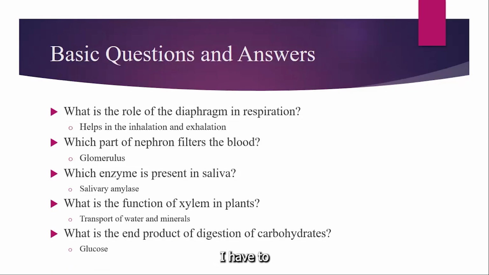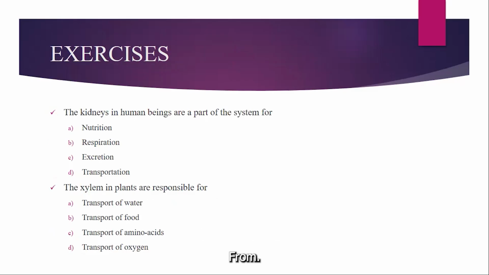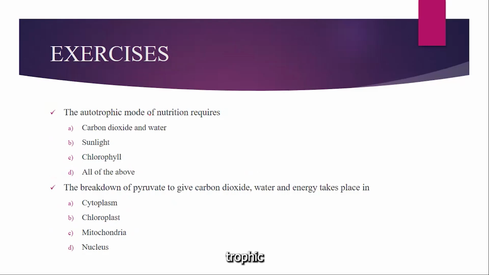One tip which I have to provide is: draw diagrams, practice definitions, and use real life examples in your answers. These are the exercises from NCERT. We'll do that as well. The kidneys in human beings are a part of the system for excretion. The xylem in plants is responsible for transport of water. We also discussed that it is unidirectional. The autotrophic mode of nutrition requires carbon dioxide, water, sunlight, and chlorophyll. So it is all of the above.